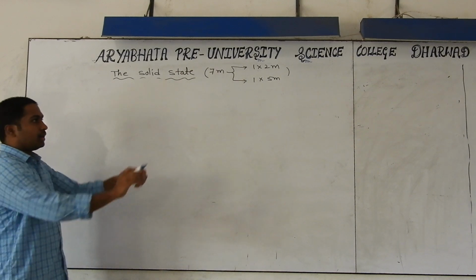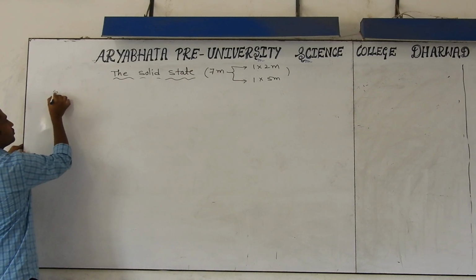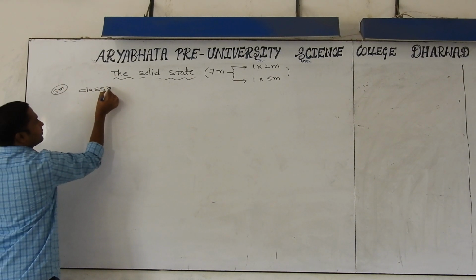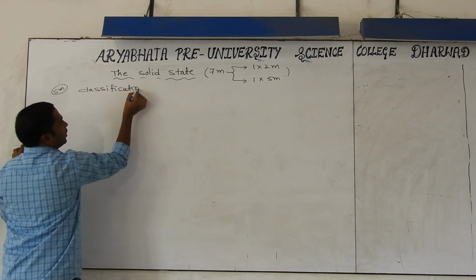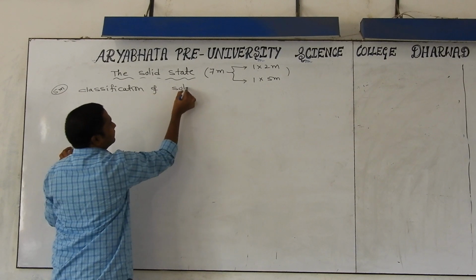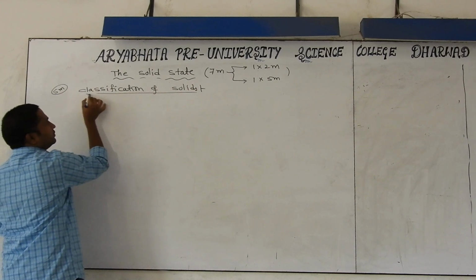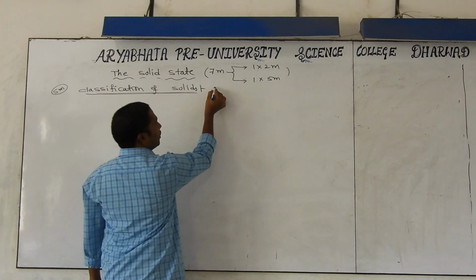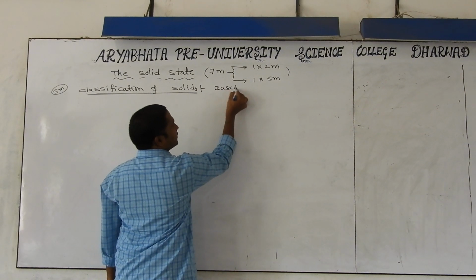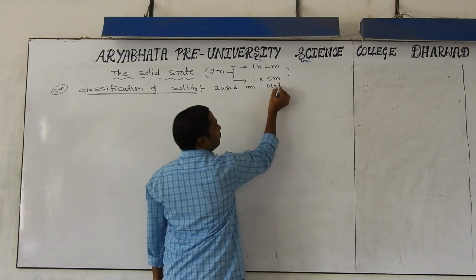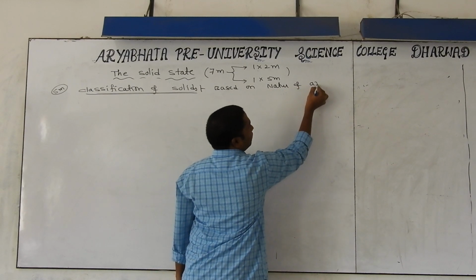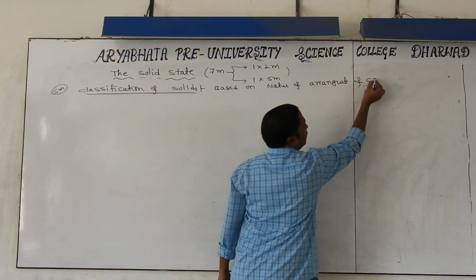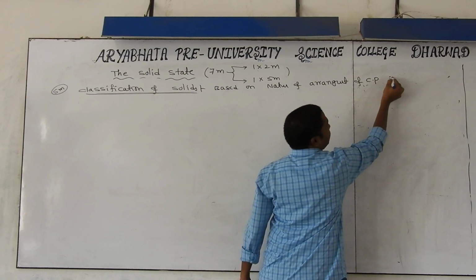We will discuss the classification. One of the 5 marks questions in this unit is the classification of solids. How are we classifying the solids? What are the factors here? The important thing is, based on the nature of arrangement of constituent particles in solids.